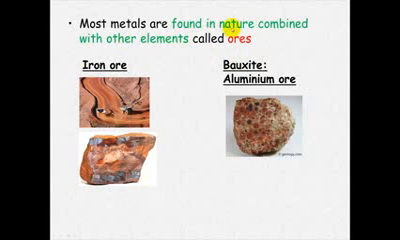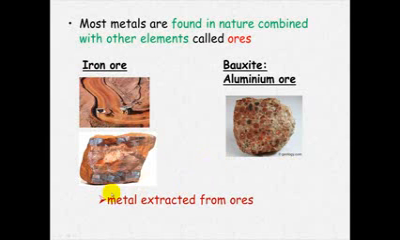Most metals are found in nature combined with other elements, and these are called ores. And you'll have seen iron ore before. It looks like this reddy colour. It's a mixture of different iron compounds, and also other elements are in there as well. And bauxite is the other name for aluminium ore, and it looks quite cool. It's speckled like this. Metal is extracted in its pure form from these ores via different processes.